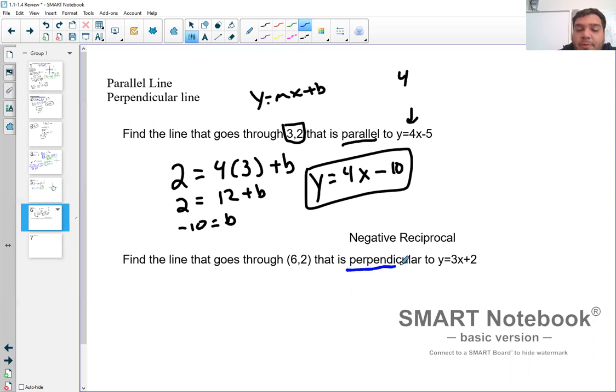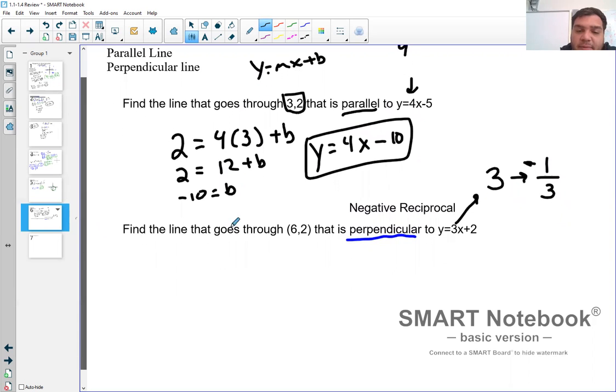Over here, though, we have perpendicular. Perpendicular means I'm going to do the negative reciprocal of the slope. Since the slope here is 3, I need to do the negative reciprocal of it. So I'm going to flip it over, which is 1 over 3. And since it was positive, it becomes negative. If it was negative, it would become positive. So it's -1 over 3.